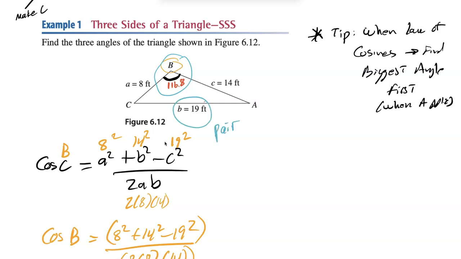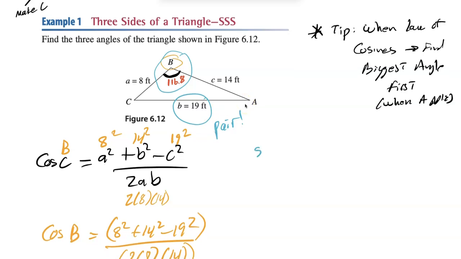Once you have a pair, you can do law of sines, which is usually a little easier. You can do law of cosines again if you want, but once you have a pair, most people just do law of sines. So we're going to find an angle, so we'll put the angles on top. I'm going to do sine of 116.8 over 19. Let's find angle A. So I'm going to do sine of A over 8, and multiply both sides by 8.